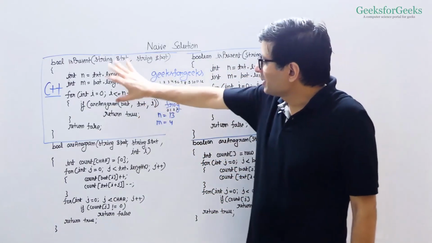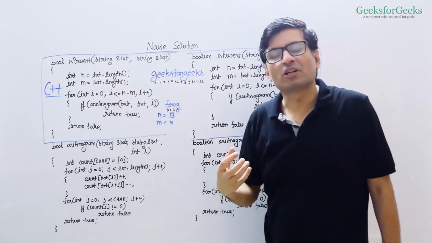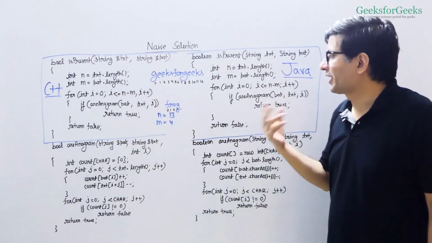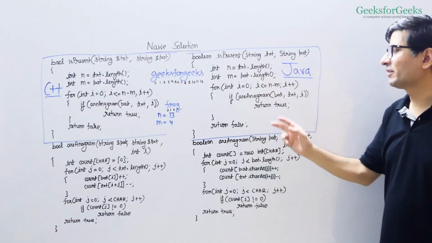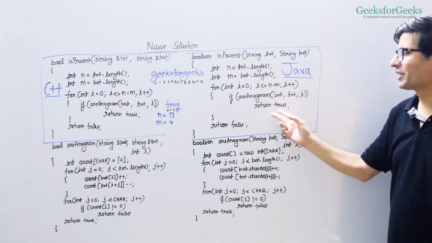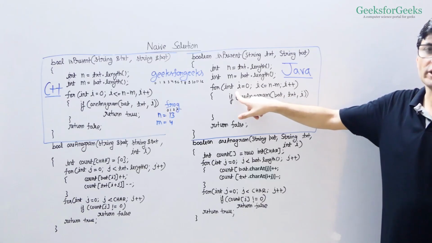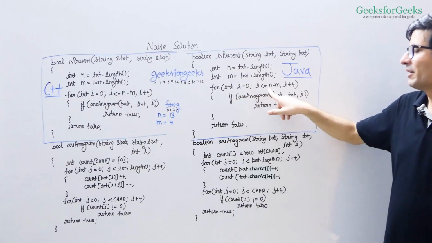Now if you take a look at these main functions, they are very similar to naive pattern searching. We are finding the length of the text, then we are finding the length of the pattern, and then we are sliding the pattern over the text one by one. We begin with i equal to 0 window in the text, right? And we go till n minus m.